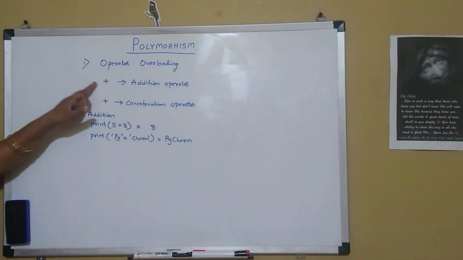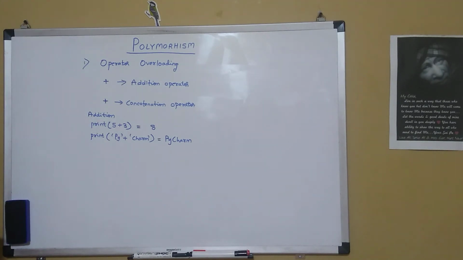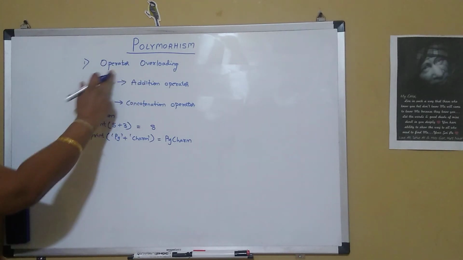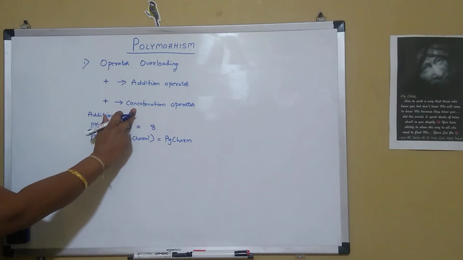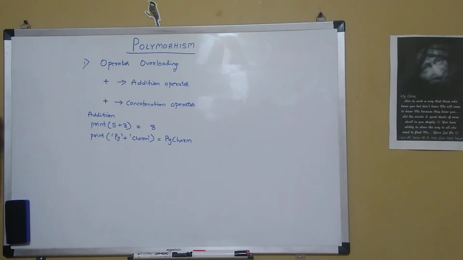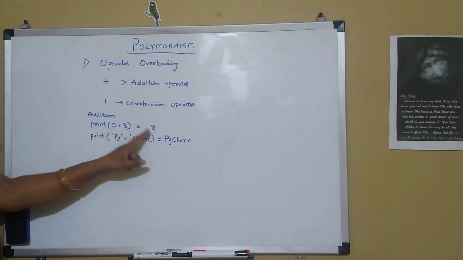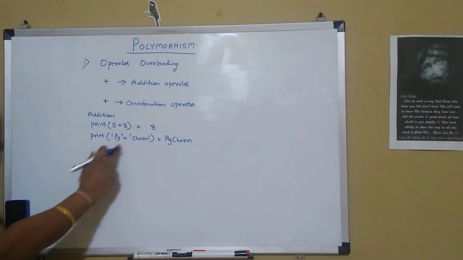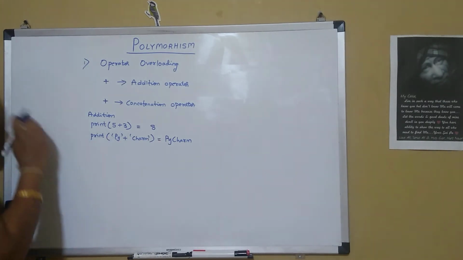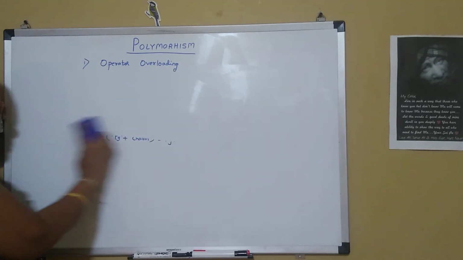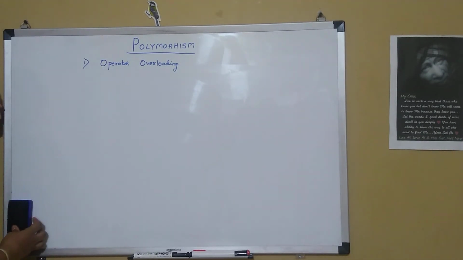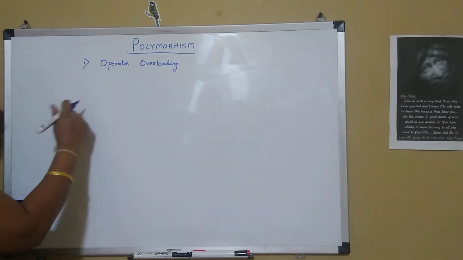So a single entity, when it is used in different types and different scenarios, then we say it as polymorphism. So there is operator overloading wherein the plus symbol acts as an addition operator and a concatenation operator. When two numbers are there, it acts as an addition operator, and when two strings are there, it acts as a concatenation operator.